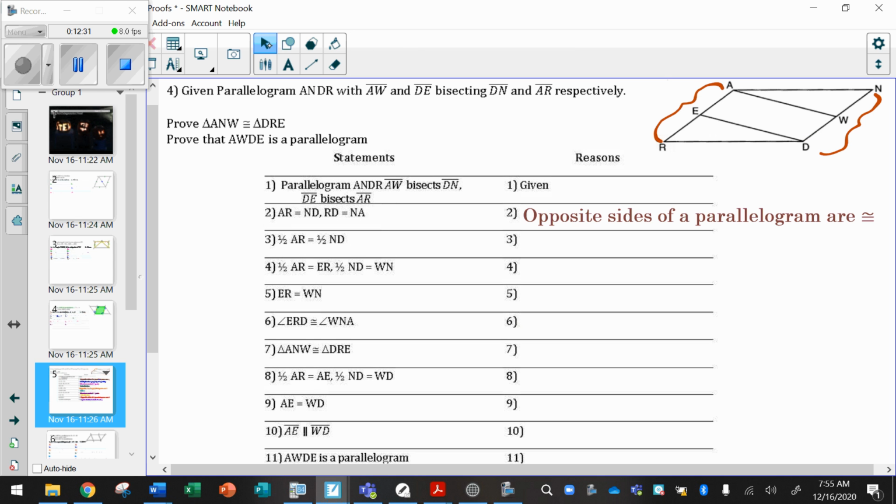Now I have 1/2 of AR equals 1/2 of ND. In step number 2, we have AR equal to ND. Now I'm saying that 1/2 of AR equals 1/2 of ND. So I'm taking 2 segments that are equal and just multiplying each one by 1/2. That's the multiplication property of equality. So I'm taking 2 equal things and then multiplying them both by 1/2. So multiplication property of equality.